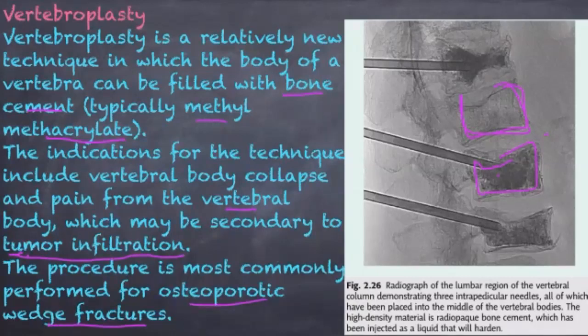You see a radiograph of the lumbar region of the vertebral column demonstrating three intrapedicular needles, all of which have been placed in the middle of the vertebral bodies. These are the needles. These are the vertebral bodies. The high density material is radiopaque bone cement. This is the bone cement, the black one, which has been injected as a liquid but will harden. This is called vertebroplasty.